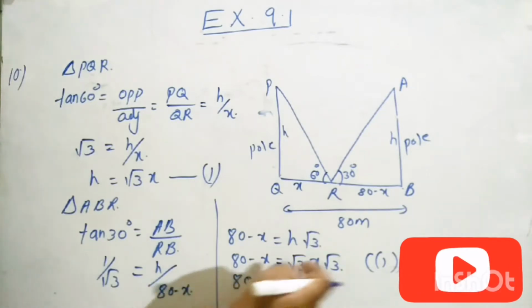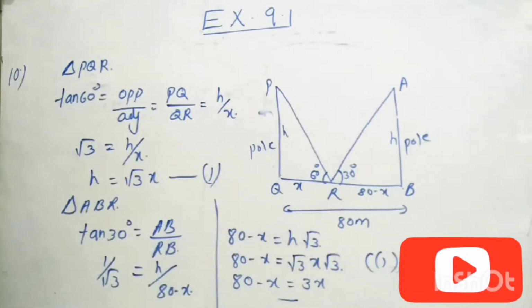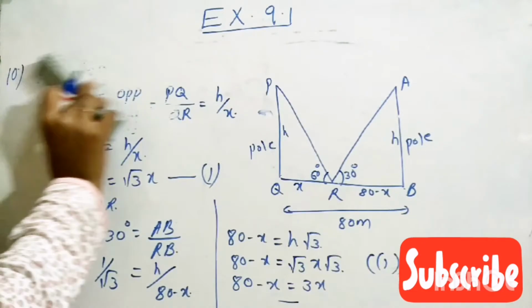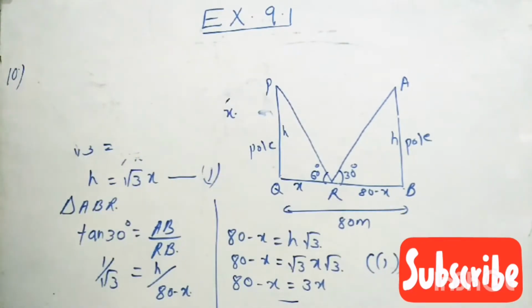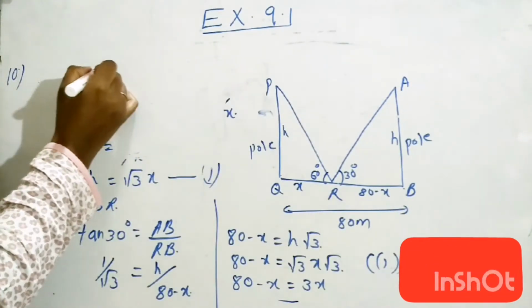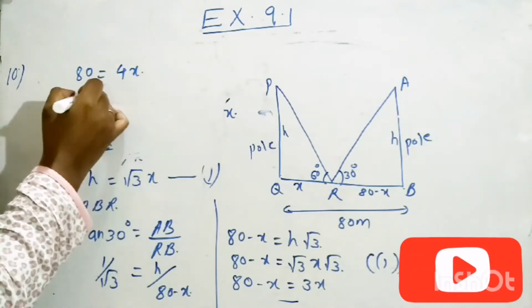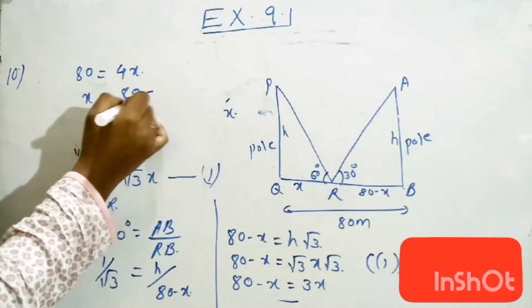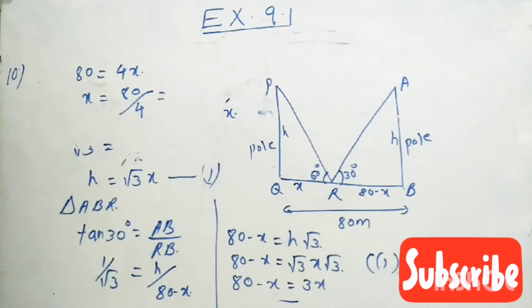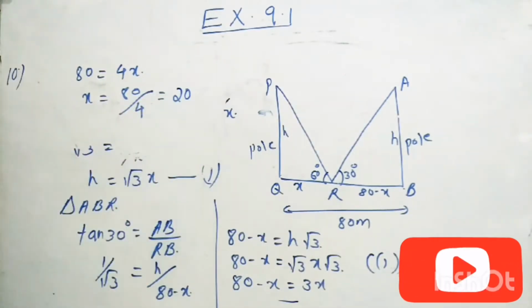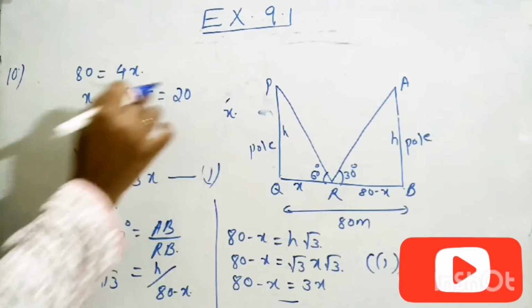Take this minus X to the RHS. Then it becomes 80 is equal to 4X, and X is equal to 80 by 4. Thus 80 by 4 is equal to 20. So the value of X is 20.